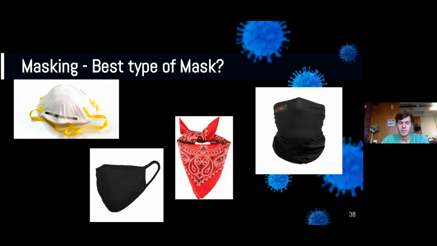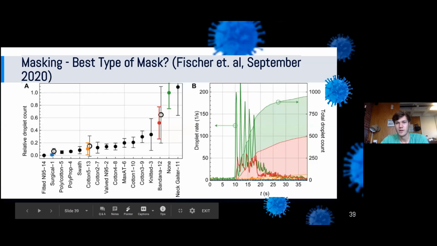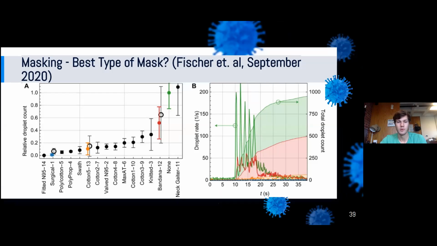So here are just some pictures of different kinds. We have the N95, a respirator, which is pretty much considered the best mask, on the left there. The double layer cotton that we often see around campus, and then the bandana and the neck gaiter, which are more controversial. And if you go to the next slide here, you'll see I found the study by Fisher et al. It's published in September of 2020, and it compares the relative droplet count when speaking in a bunch of these 14 different types of masks, as well as the control of no mask.